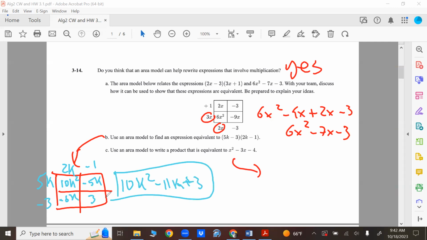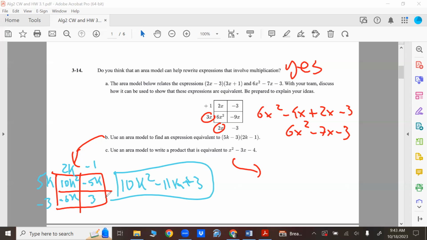So if you need an organized approach, you could do this. I mean, once you do enough of these, you could just do it kind of in your head. Like you figure, well, obviously 5K and 2K is 10K squared, -3, -1 is +3. The middle ones, you gotta be careful. 5K, -1 is -5K, -3 and 2K is -6K. That gets to be -11K. But when you start dealing with larger powers and other weird stuff, sometimes it's good to write it out. The little table or whatever area model could help with that.